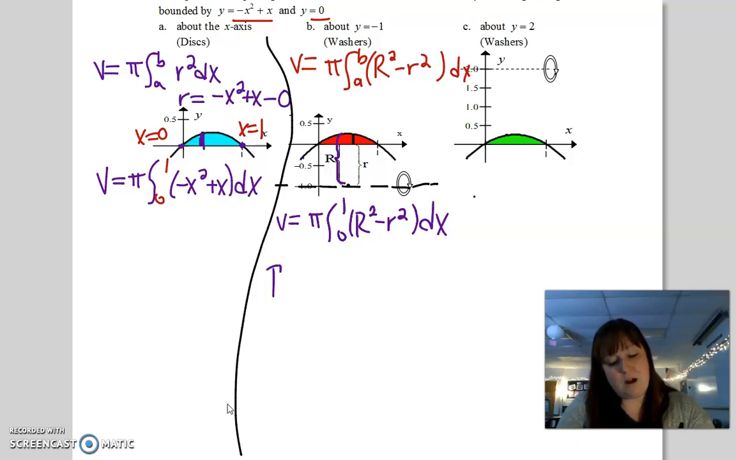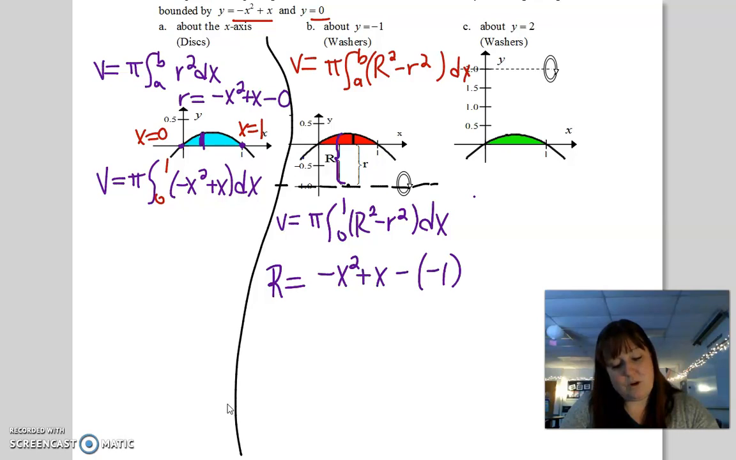So big R equals, and make sure as you're writing this that you write big R equals instead of just a lot of random calculations, because then it helps someone else reading your test or your work understand what your thinking was. So big R equals our top curve, which is negative x squared plus x, minus our bottom curve, which is negative 1. So big R equals negative x squared plus x plus 1.